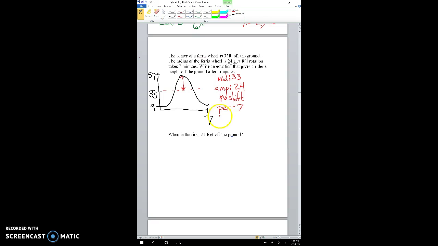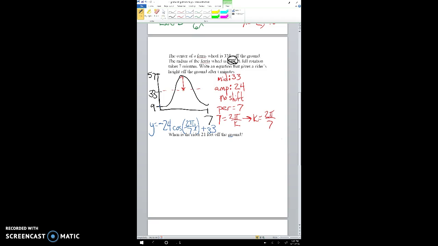And then using period equals 2 pi over k to solve for k, we get that k is 2 pi over 7. So putting that all together into an equation, we're going to have y equals negative 24. So this cosine graph started at a minimum, so we know it needs to be a negative 24, cosine 2 pi over 7 x. And then the midline was 33, so plus 33. And there is our equation.